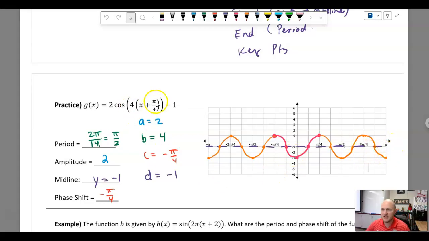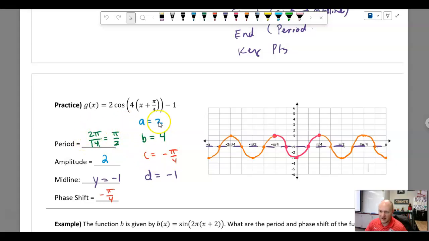And then the parameters on the inside that are paired around our x are horizontal transformations, and these usually are not as they appear. The first one that we have here is a 4. That will affect the period. It's a multiplier, and multipliers that affect our x-axis, horizontal multipliers, will be multiplied by the reciprocal. So I see a 4, but really it's a factor of 1/4.